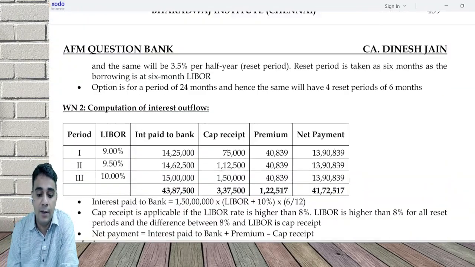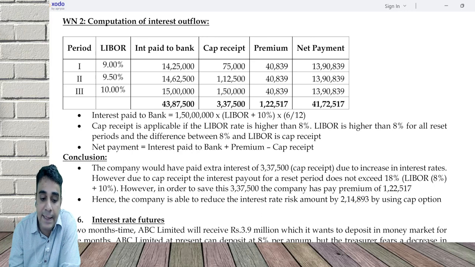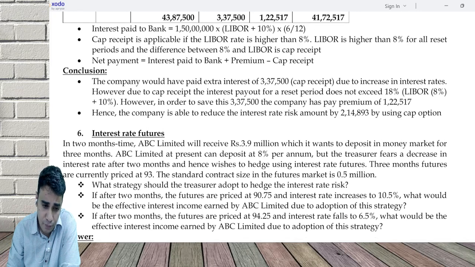How far has the risk been hedged? The company would have paid an extra 337,500 due to an increase in interest rate. However, due to the cap receipt, interest payout for a reset period does not exceed 18%. Hence, in order to save 337,500, we have paid an extra premium of 122,517. Hence, the company is able to reduce the interest rate risk amount by 2,14,893 by using the cap option.